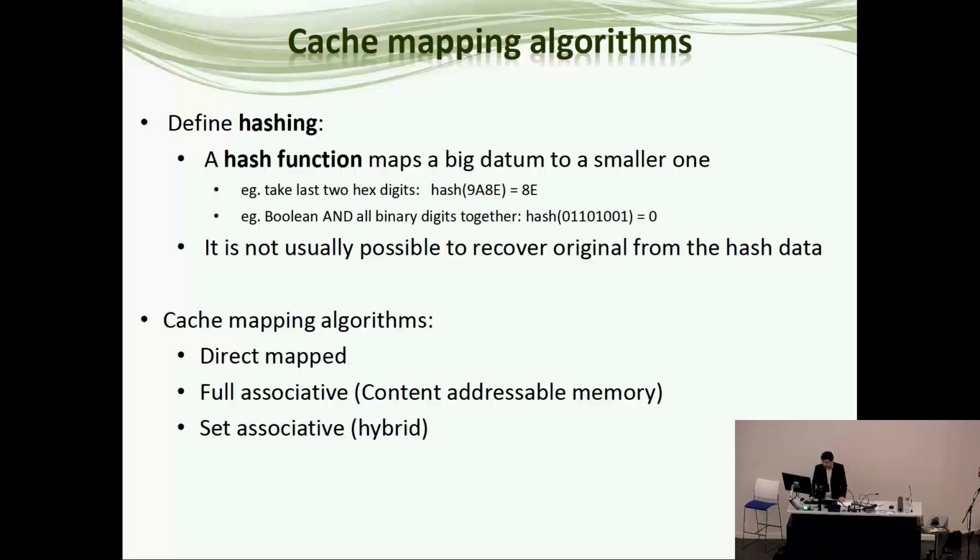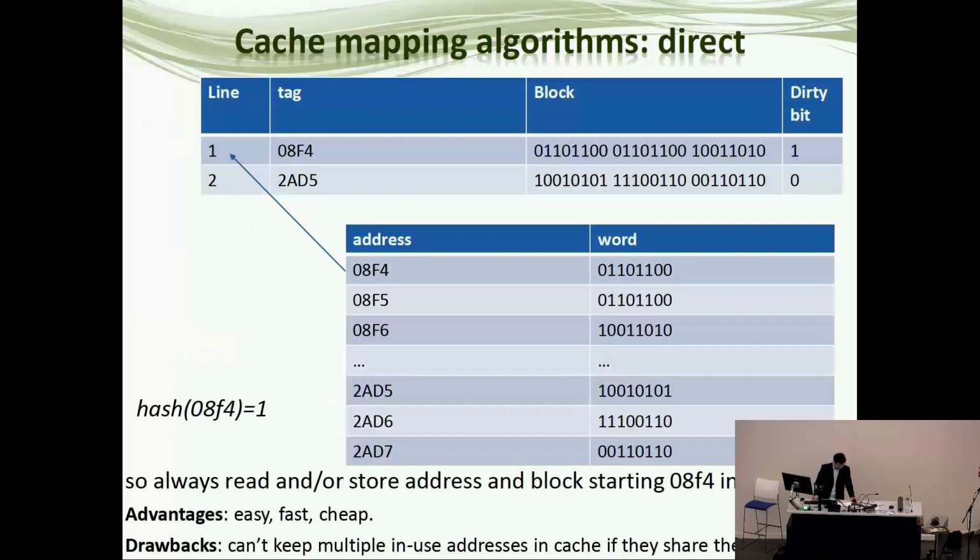So I'm going to tell you about 3 different cache mapping algorithms. These are policies for deciding what should go in your cache and where it should go in your cache, called direct map, fully associative, and set associative.